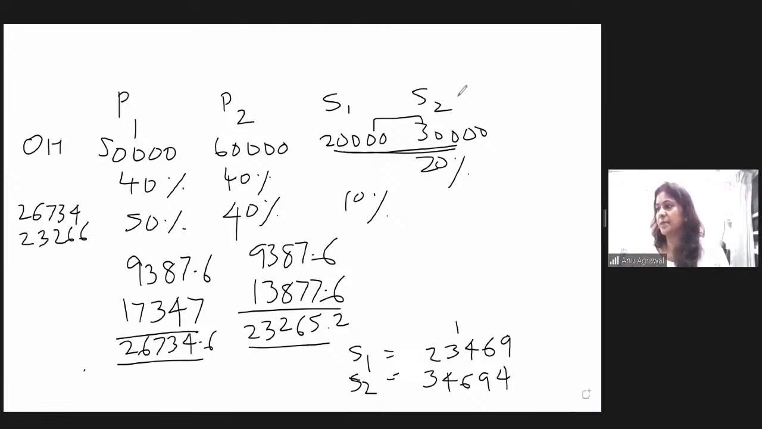Have you people seen something? You can't divide 4:4 or 5:4. This S1 expenditure has got its own expenditure plus the share of S2. Similarly, S2 has got its own expenditure plus a share from S1. Now these are overlapping expenditures. As you can see, this is more than 50,000. But what you need to allocate on P1, P2 is only going to be 50,000. So what do you need to do? Mathematically, just 23,469 into 40%. That's it.